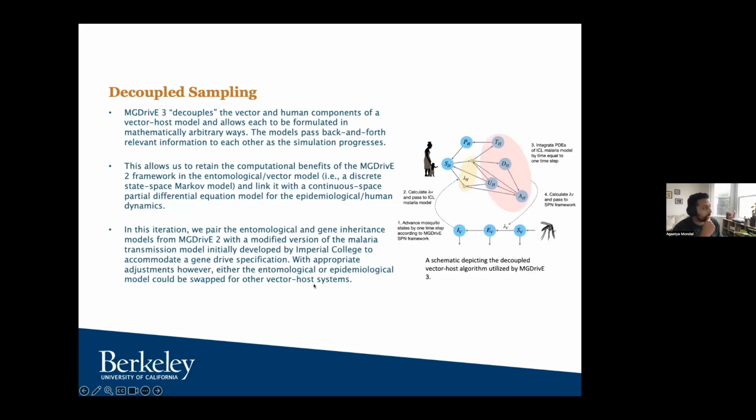So the first aspect of this is the decoupled sampling that I mentioned. So generally in vector models, you have a vector component which tracks the life history of the vector through egg, larva, pupal, and adult stages.